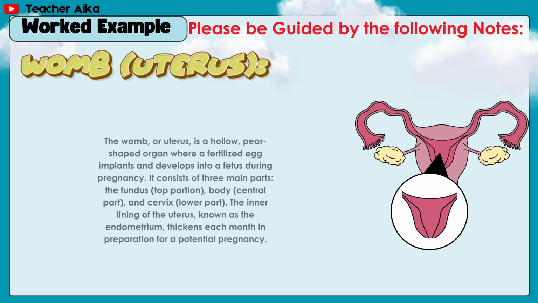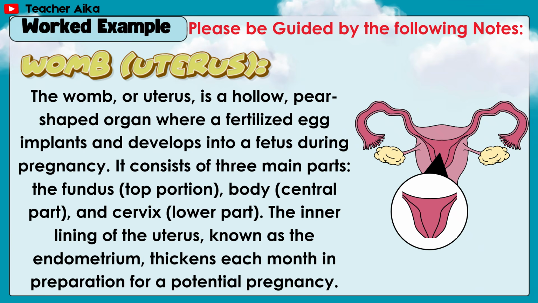Womb or uterus. The womb or uterus is a hollow, pear-shaped organ where a fertilized egg implants and develops into a fetus during pregnancy. It consists of three main parts: the fundus or top portion, body or the central part, and cervix, the lower part. The inner lining of the uterus, known as the endometrium, thickens each month in preparation for a potential pregnancy.